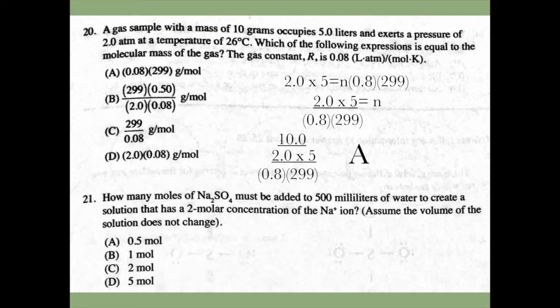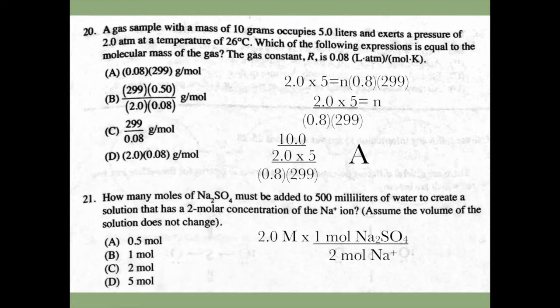In 21, it says how many moles of Na2SO4 must be added to 500 milliliters of water to create a solution that has 2 molar concentration of Na+. So if I start off with 2 molar of Na+, I need to figure out the concentration of Na2SO4. Good news is I can use a mole-to-mole ratio since I'm dealing with molarity here. So 2 molar times, I'm going to put 1 mole of Na2SO4 on top, and 2 moles of Na+ on bottom. Now I'm in concentration of Na2SO4, so that would give me 1 molar of Na2SO4.